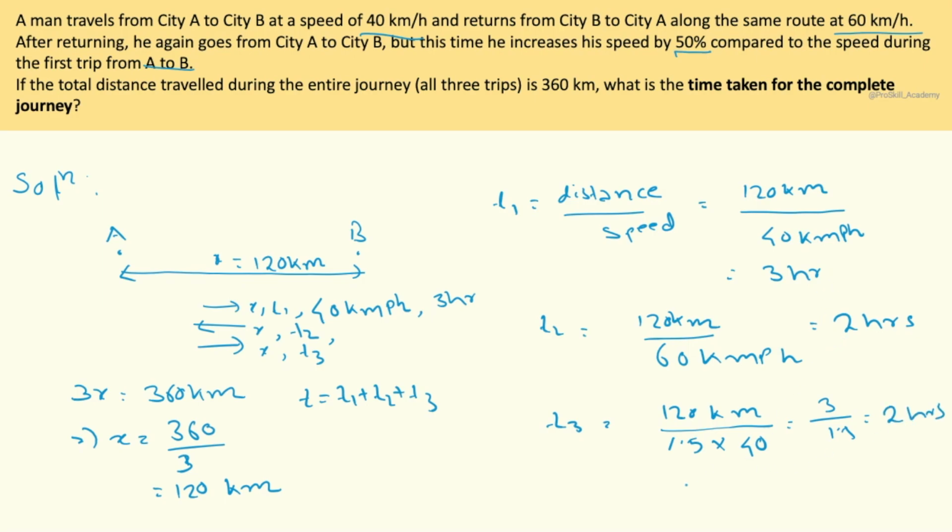Hence we can write the total time is equal to 3 plus 2 plus 2 hours, which is equal to 7 hours. And 7 hours is our final answer.